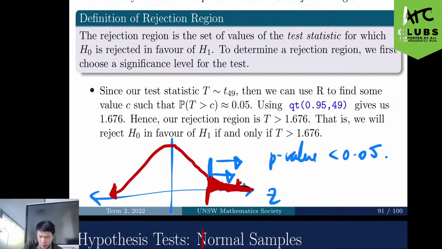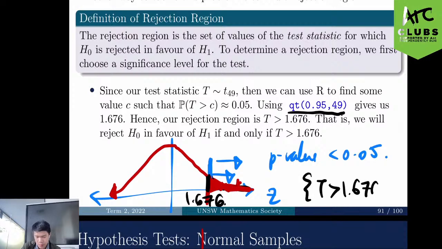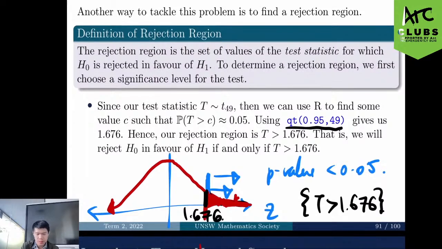So qt(0.95, 95) gives us 1.676. That's actually equal to the first value such that the p-value drops below 0.05. So our rejection region is equal to t is greater than 1.676. Right. And the definition of the rejection region is just the set of values of the test statistic for which we reject H0. Okay, cool.